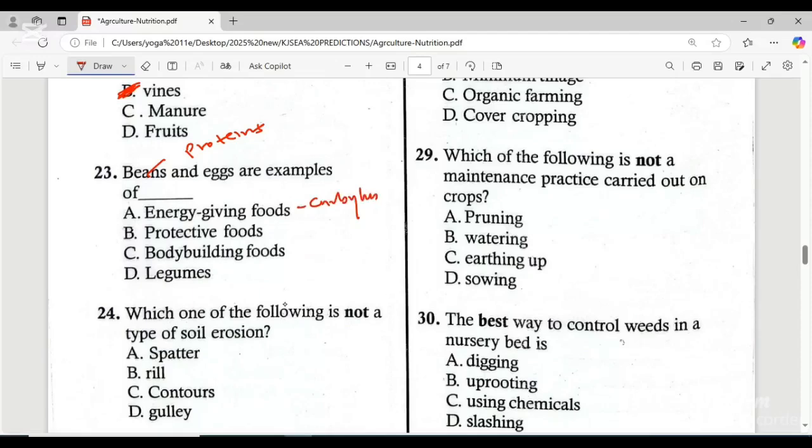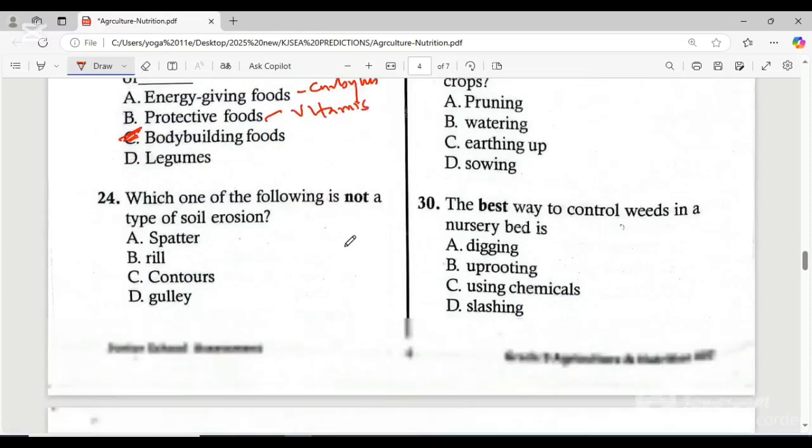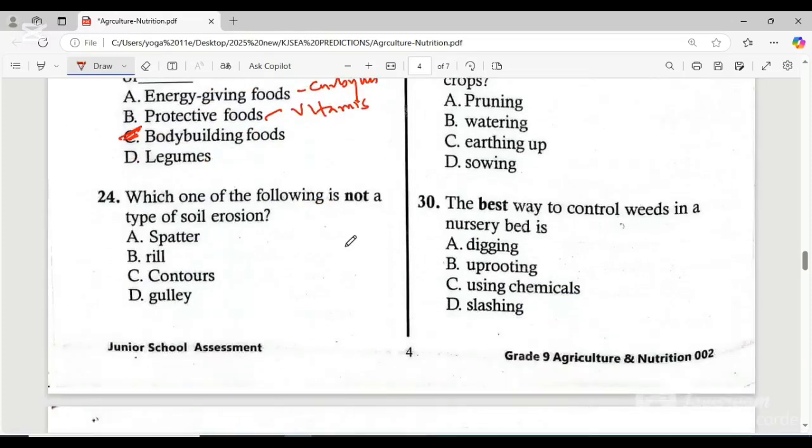Carbohydrates are energy foods. Protective foods, bodybuilding foods. These are called bodybuilding foods because they are proteins. They make the body grow. Protective foods are vitamins. When you eat a lot of vitamins, they protect the body against diseases.